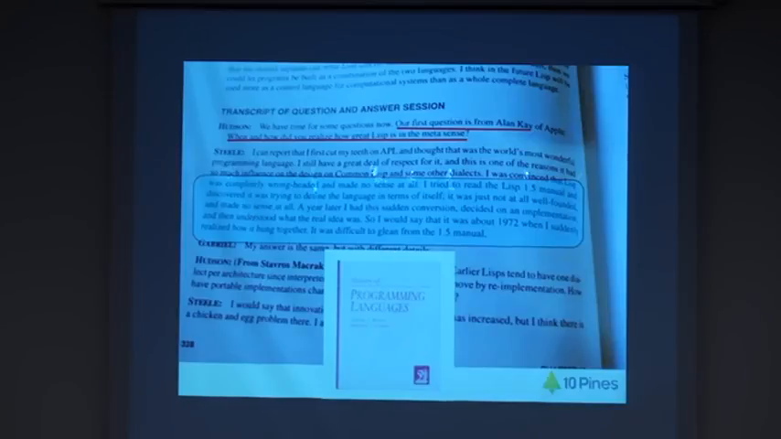And Guy Steele answers, I tried to read the Lisp 1.5 manual and discovered it was trying to define the language in terms of itself. It was just not at all well founded, so I thought it wasn't interesting and made no sense at all. A year later, I had this sudden conversion, decided on an implementation, and then understood what the real idea was. So I would say that it was about 1972 when I suddenly realized how it hung together. It was difficult to glean from the 1.5 manual.